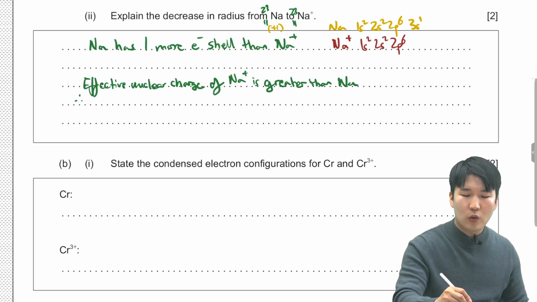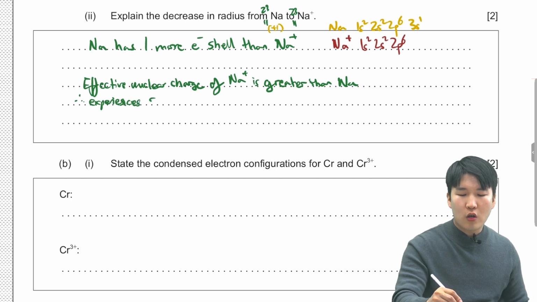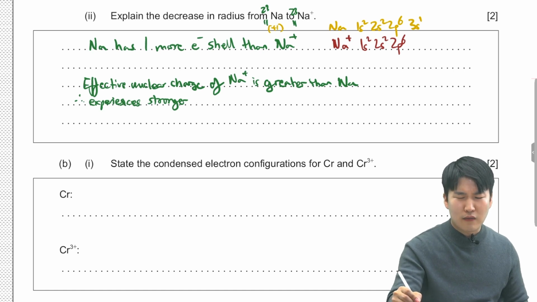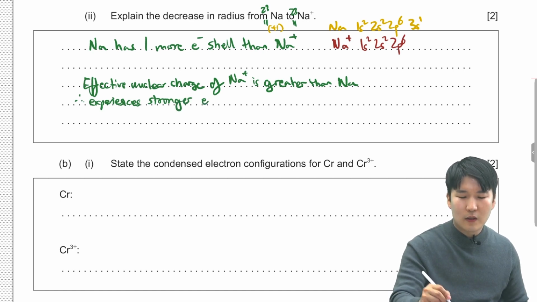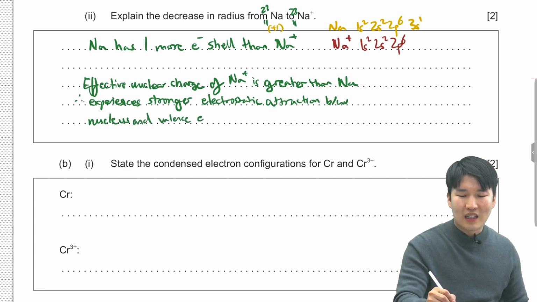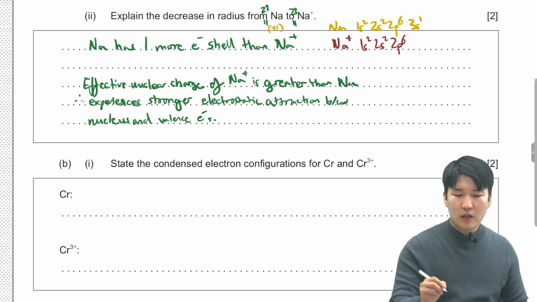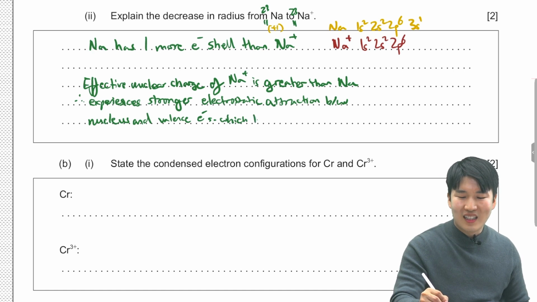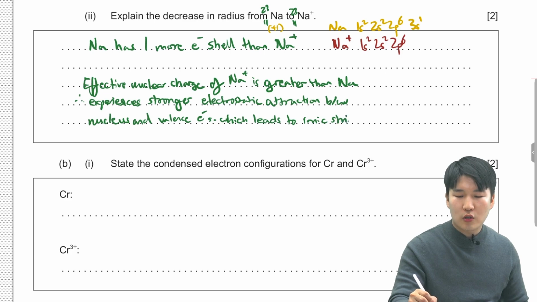Therefore, Na plus experiences stronger effective electrostatic attraction between nucleus and valence electrons, which leads to ionic shrinkage.